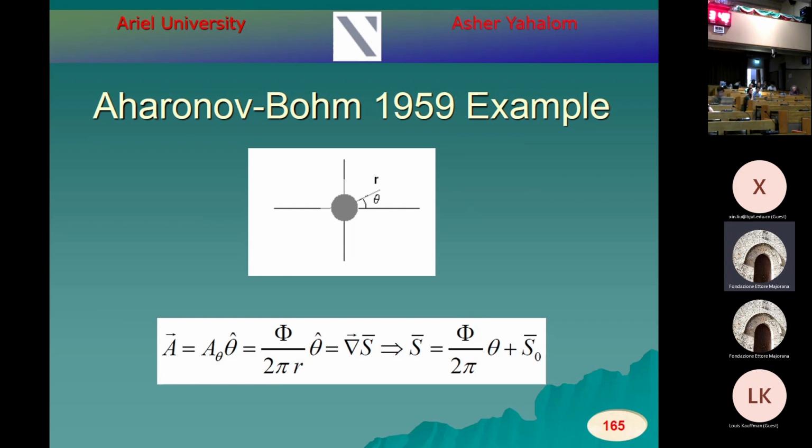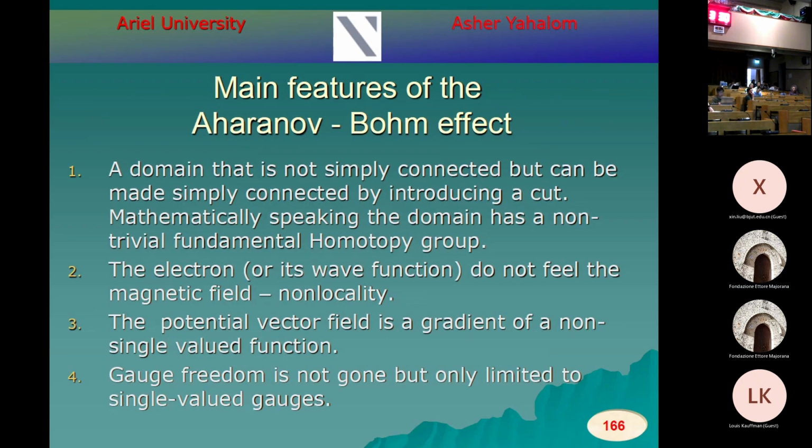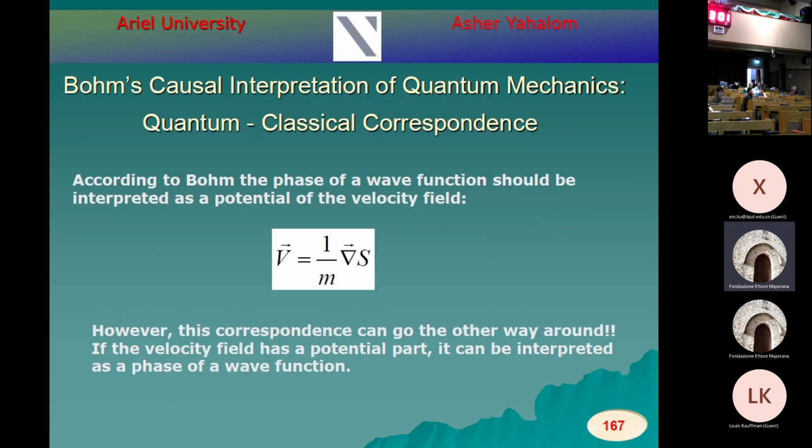The gray area is the magnetic flux, and A is calculated, and you can see that S is just the azimuthal angle, which of course is non-single valued, phi over 2 pi. What we have there is a domain that is not simply connected, but can be made simply connected by introducing a cut. So mathematically speaking, the domain has a non-trivial fundamental homotopy group. The electron, or its wave function, does not feel the magnetic field, so it's a non-locality. The vector potential is a gradient of a non-single valued function. The gauge freedom is not gone, but only limited to single valued gauges.